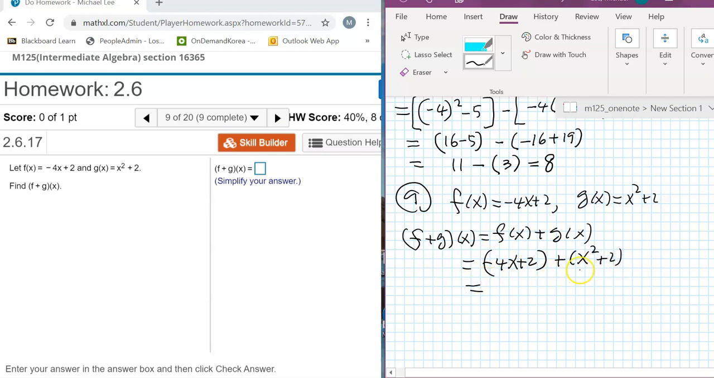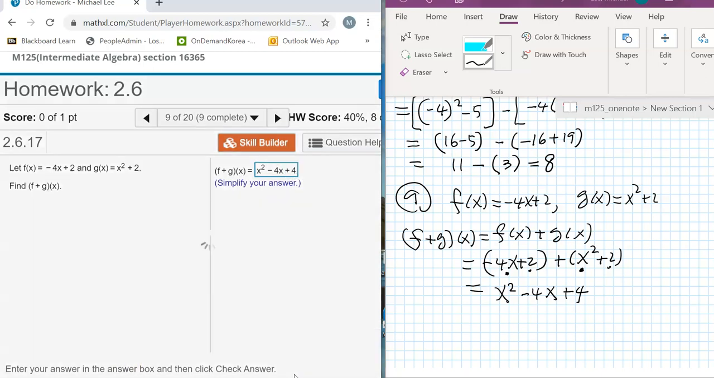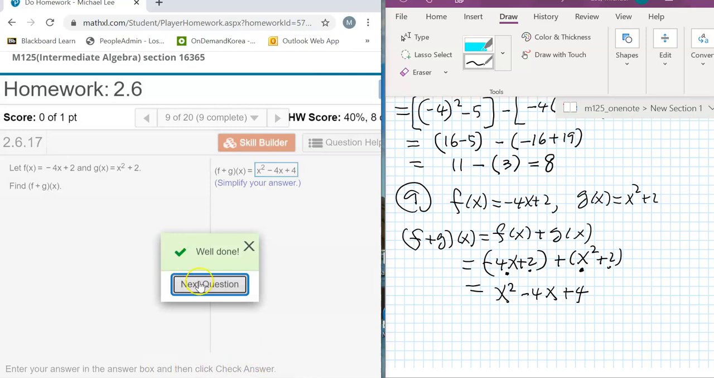So now you write the higher term first, x squared, and the next one is minus 4x, and then you get plus 2 plus 2, so plus 4. Okay? So you need to write x, then the exponent, square, and a right arrow, and not plus but minus 4x, and then plus 4. Okay, so you hit enter, and that's what it should be.